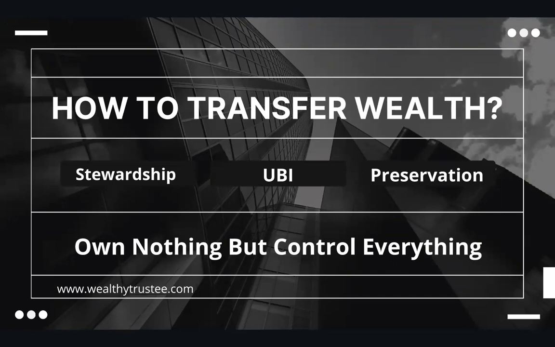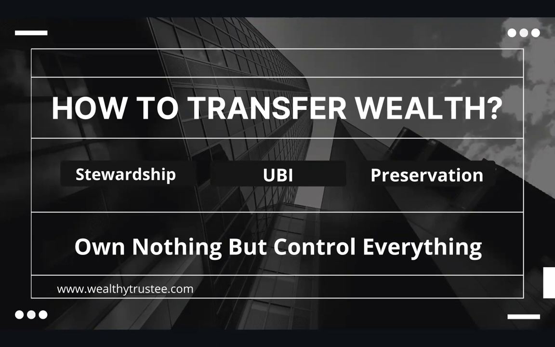So now let's talk about how it looks, right? So within the trust, we have what we call UBIs, which stands for units of beneficial interest. The other name for it is trust certificate units.